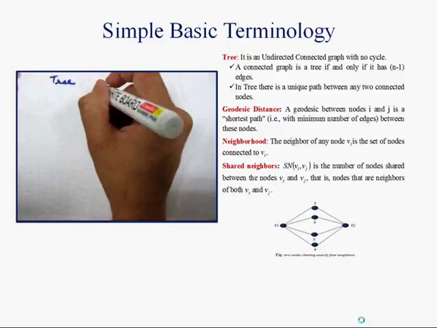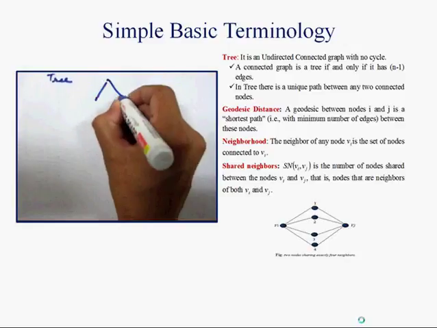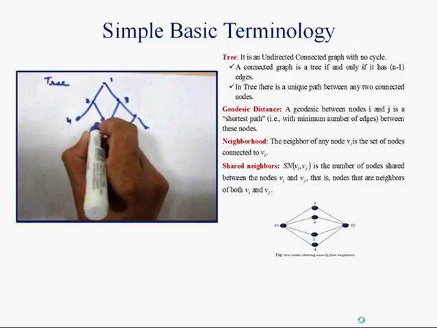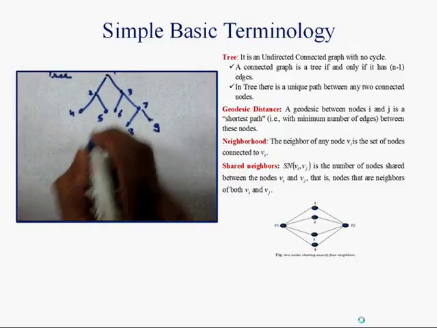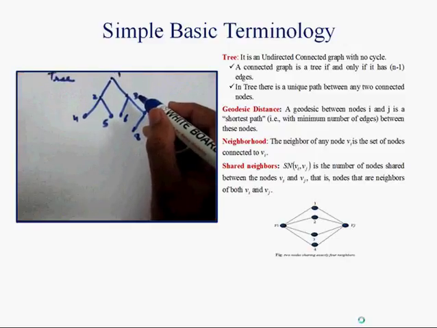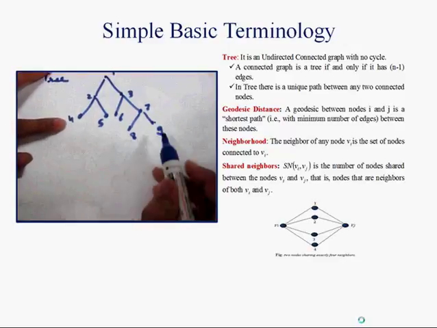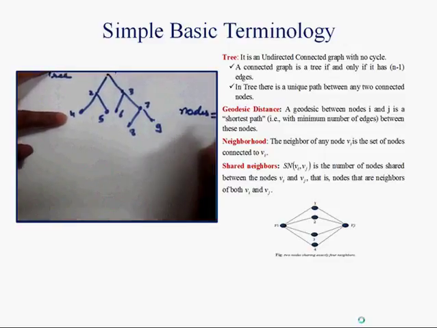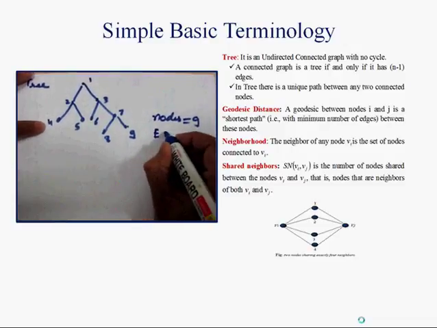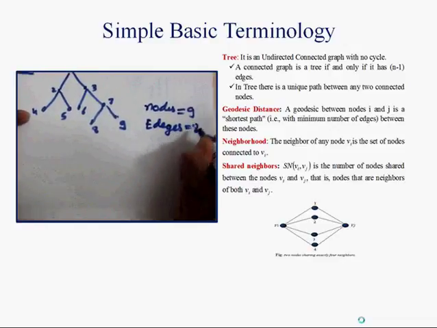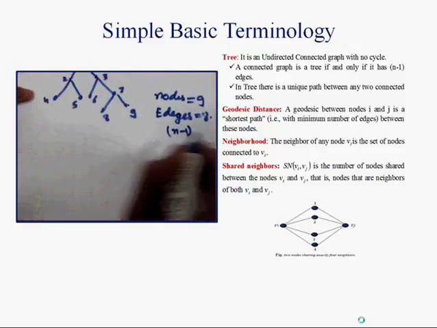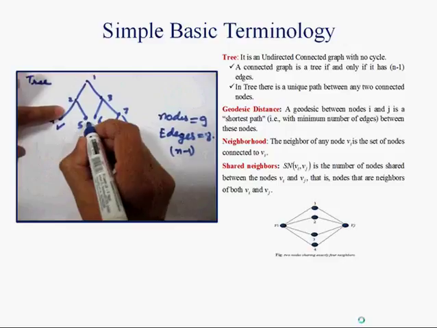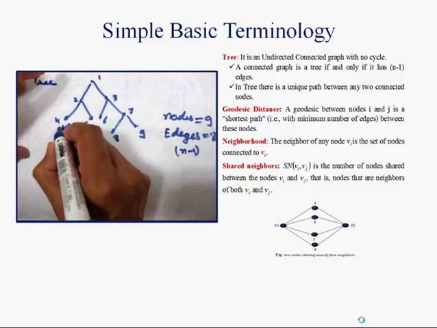A tree is an undirected connected graph with no cycle. For example, a connected graph is a tree if and only if it has n-1 edges. For example, there are a total of 9 nodes, and the number of edges is 8. In a tree, there is a unique path between any two connected nodes. For example, take this node. There will be a unique path between node 4 and 5.